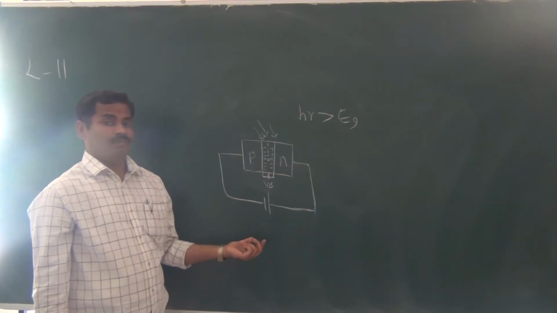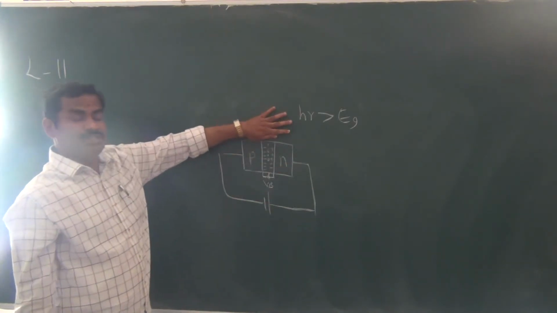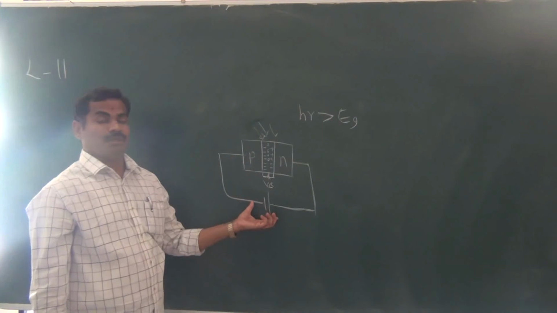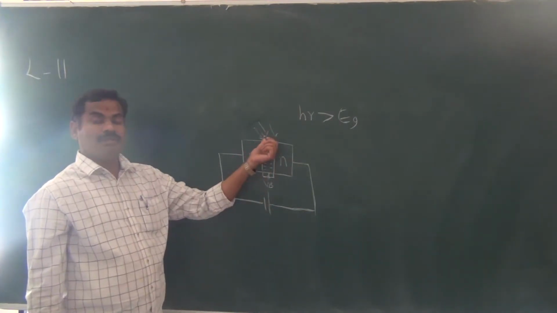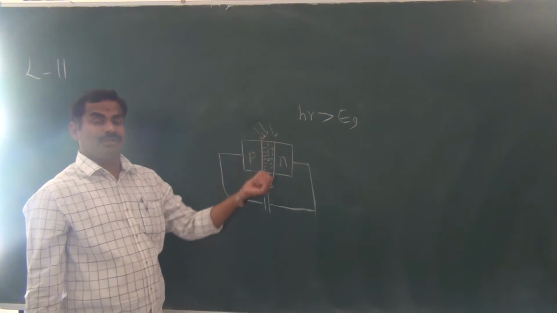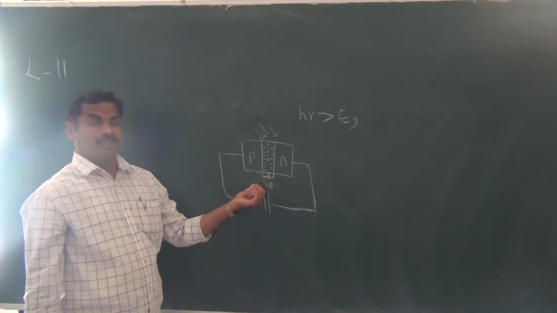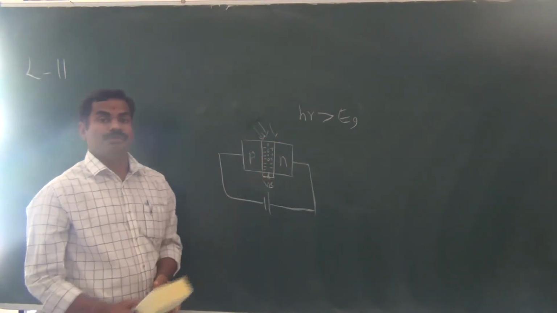And what is dark current? If the light is not incident here, we have a very small current. That current is called dark current. If the light is not falling on the junction, at that time we have a very small current, and that current is called dark current. This is about the photodiode in brief.